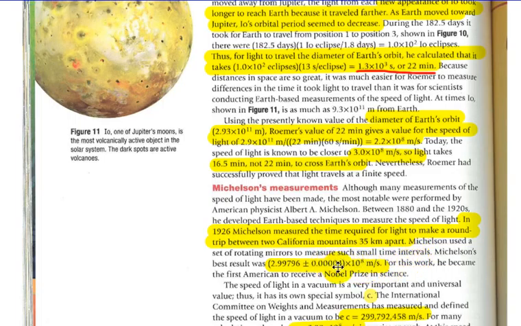Michelson used a set of rotating mirrors to measure such time intervals, and he came up with this answer, 2.99 times 10 to the 8 meters per second. For this work, he became the first American to receive a Nobel Prize.